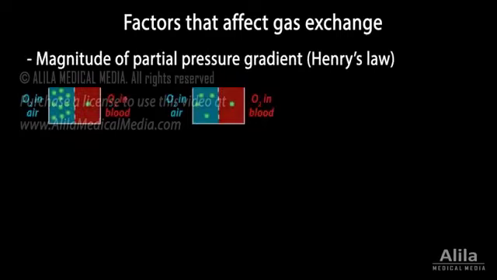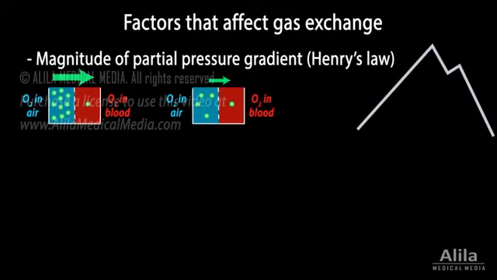Factors that affect gas exchange include the magnitude of partial pressure gradient. The greater the pressure difference, the more rapid the gas movement. At high altitudes, where partial pressures of all atmospheric gases are lower, the gradient for oxygen is smaller and it needs more time to diffuse into the blood.